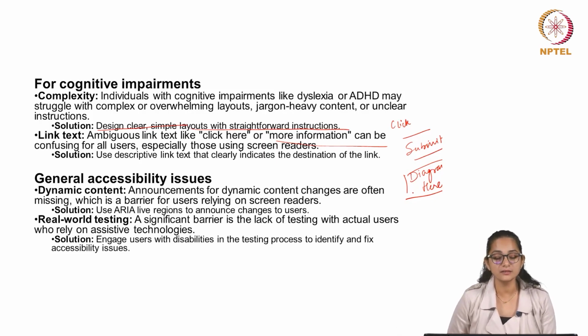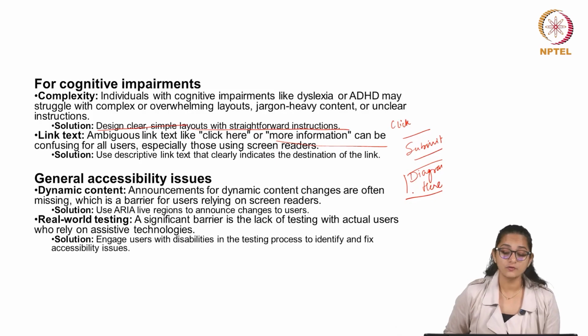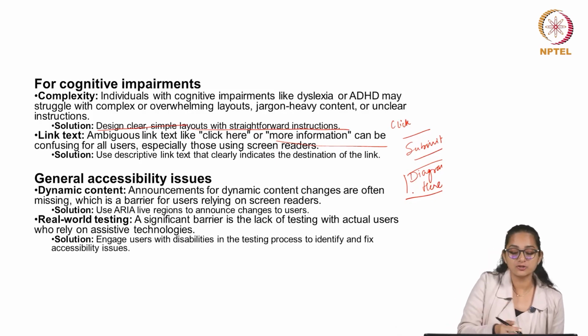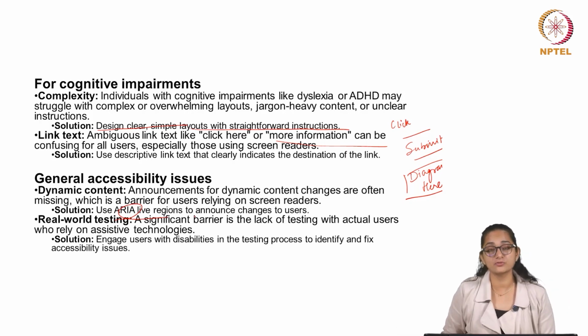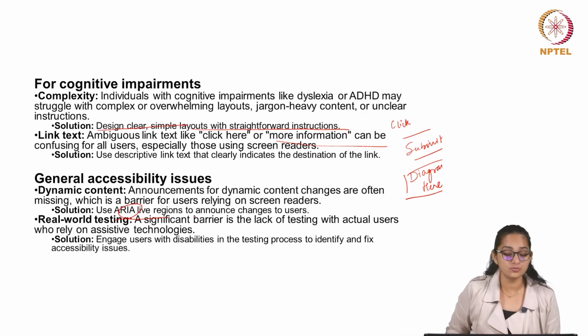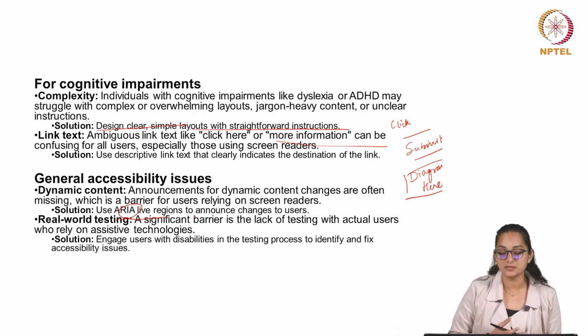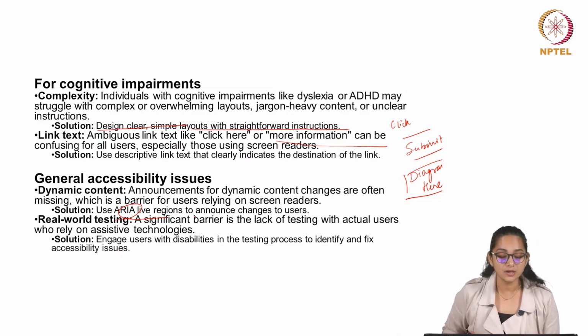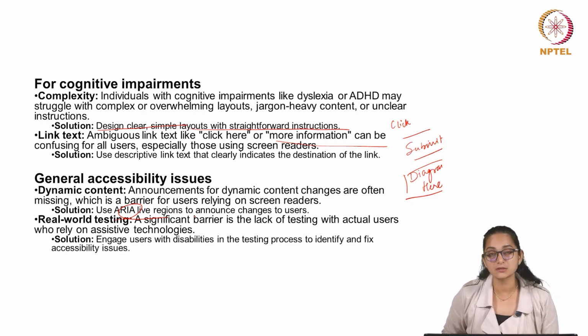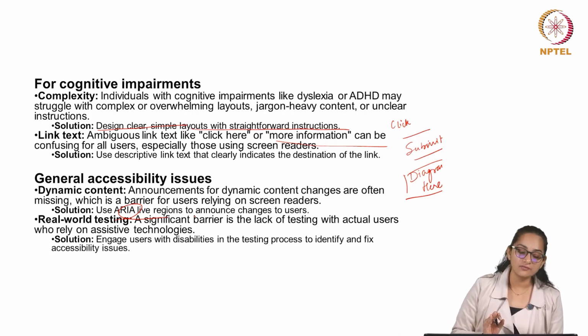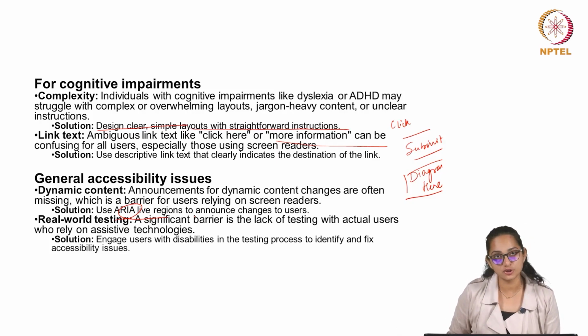Then other general accessibility issues like dynamic content. Announcements for dynamic content are often missing. So, make sure that you use ARIA labels to announce changes to the users. Real world testing is a big barrier, and testing with actual users is not really happening in a lot of cases. So, engage users with disabilities in the testing process to identify and fix accessibility issues at their core.